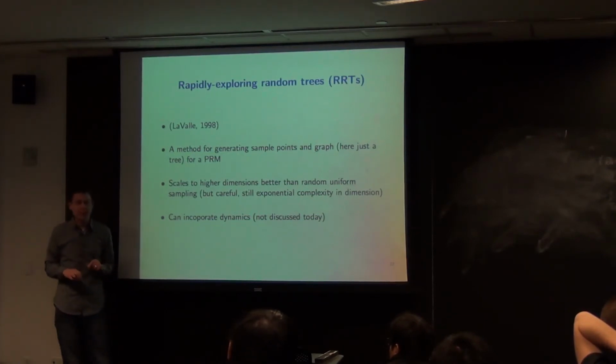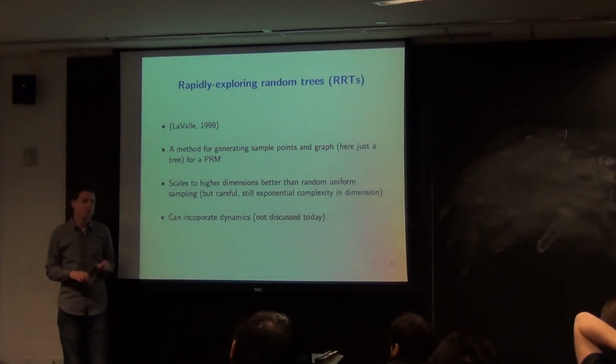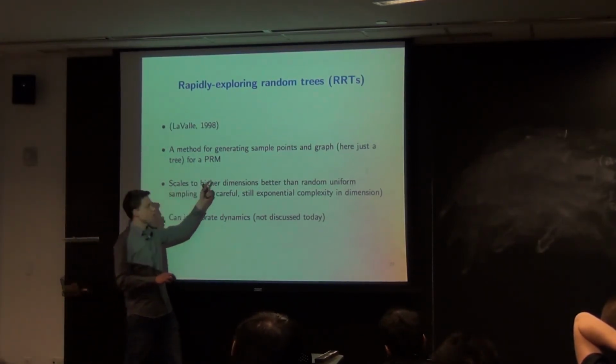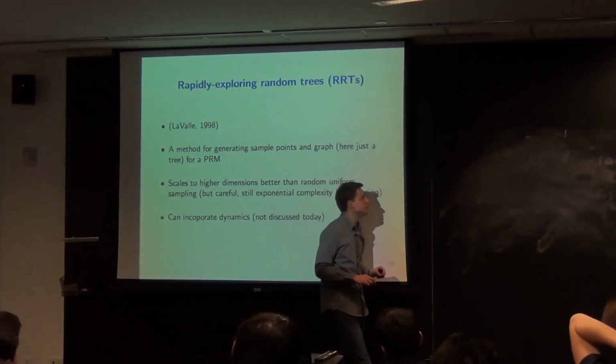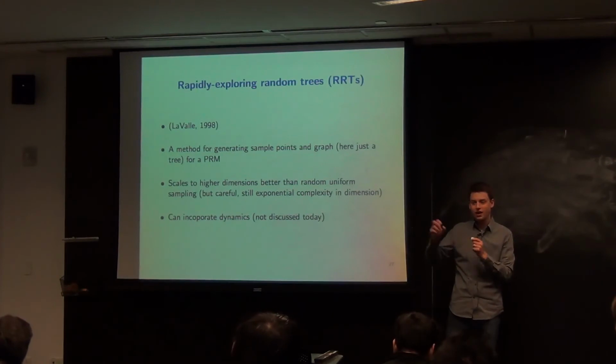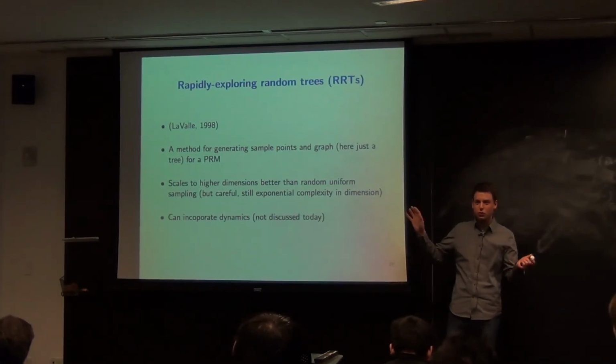It can also incorporate dynamics, so we're not going to talk about that today. But there are variants of RRTs that have dynamics. But one of the nicest things, really, is that this process of constructing the graph is really easy. It's just a tree. And we don't have to worry about whether we connect this point or not in this graph. We just build a tree once, and it's just done.